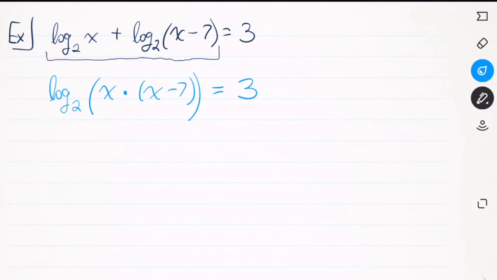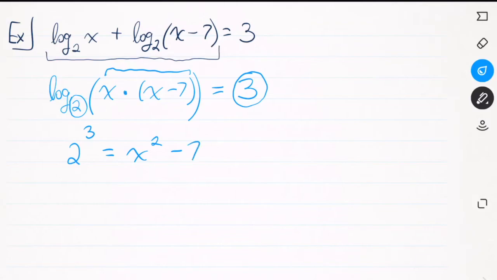So the next step should also be kind of obvious. The base of this logarithm is 2. The exponent is 3. And the number is this ugly mess here. So if we convert it into exponential notation, it becomes 2 to the third is equal to, and I'm going to expand it, x squared minus 7x. And we get a quadratic equation. So 2 to the third is equal to 8.